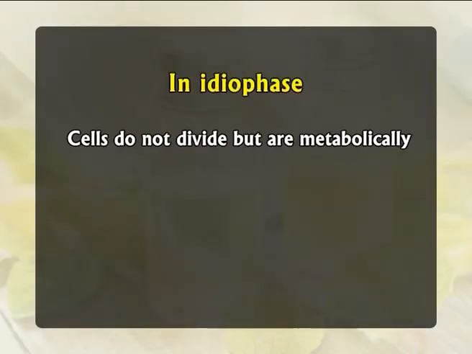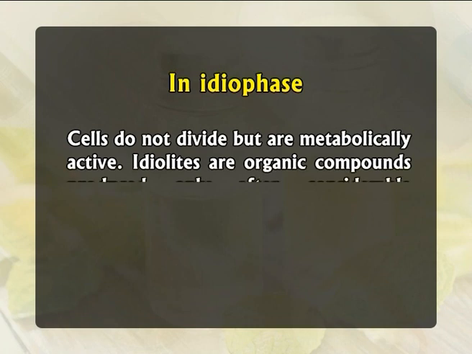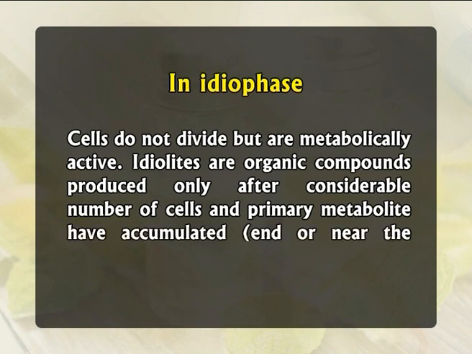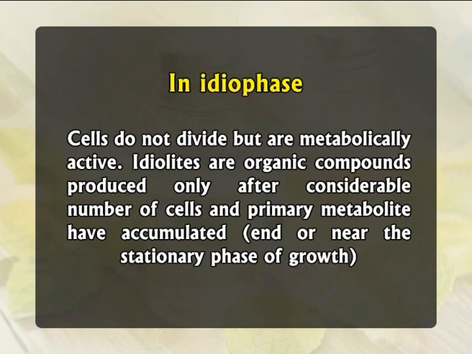The period of production is called the stationary phase. It is also known as idiophase and the metabolites are known as idiolytes. In the idiophase, cells do not divide but are metabolically active. Idiolytes are organic compounds produced only after a considerable number of cells and primary metabolites have accumulated, that is, at the end or near the stationary phase of growth. These are produced under suboptimal concentrations of oxygen, deviations of pH or when the primary nutrient source is depleted.